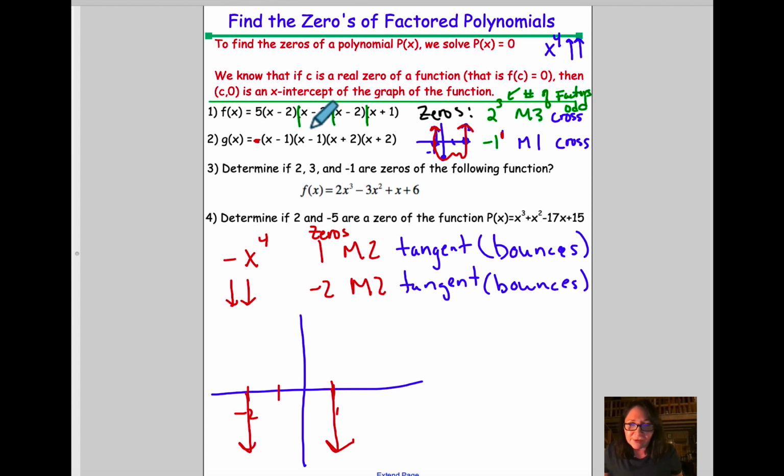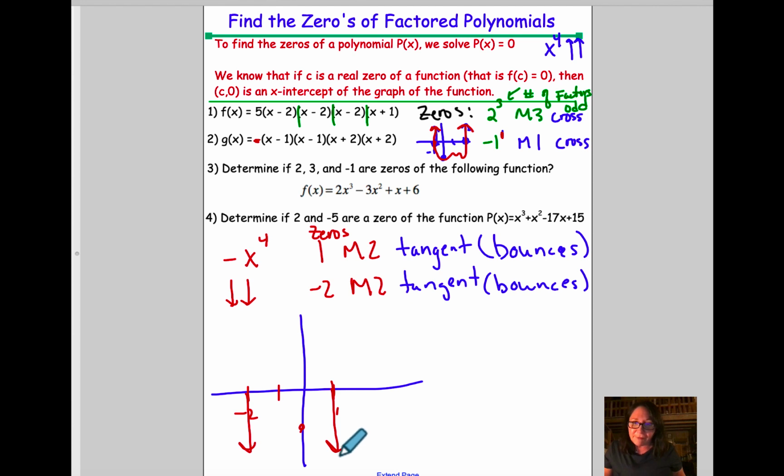What's my y-intercept? Let's see. It's going to be -1 times -1, which is 1, times 2 is 2, times 2, which is 4. -4, because of the negative sign in front. So it does go through here. I think it goes through there. Yeah, it does.